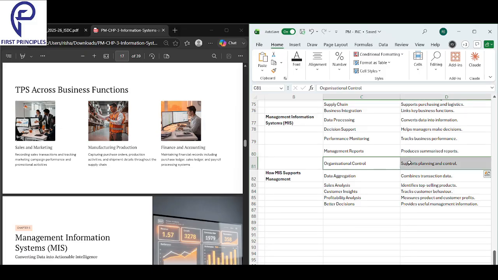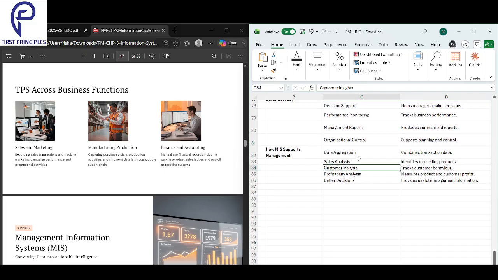Also, it helps in organizational control. The MIS takes data, converts it into information. This information is summarized and used by the strategic level, and they can keep a check on the entire organization. Why? To control the entire organization. Okay. Next, how MIS supports the management. It aggregates all the data. It converts data into information.